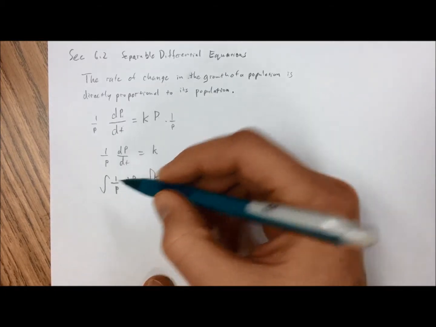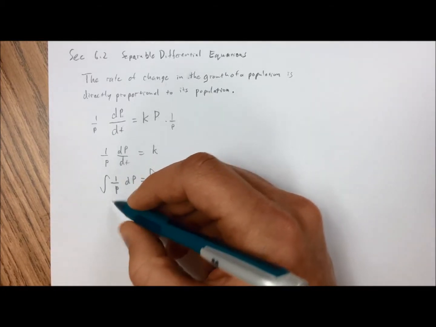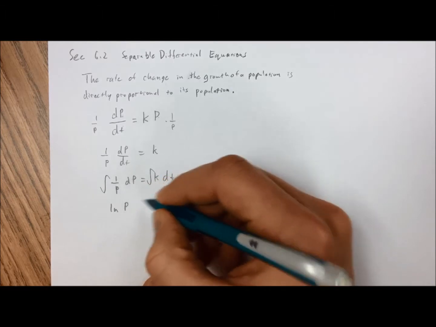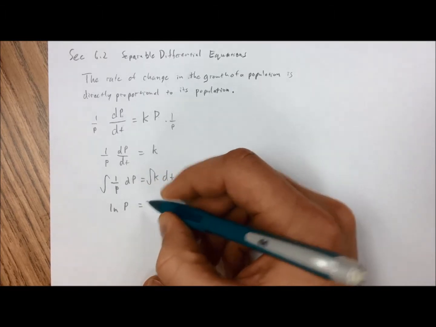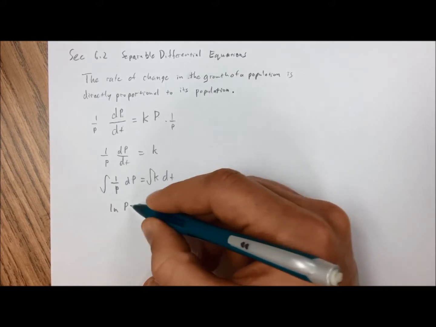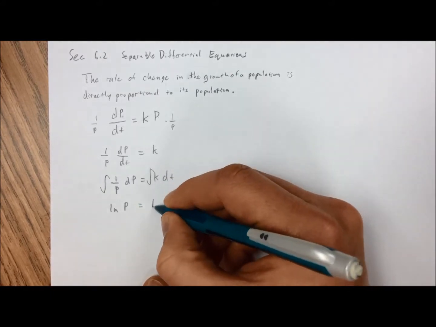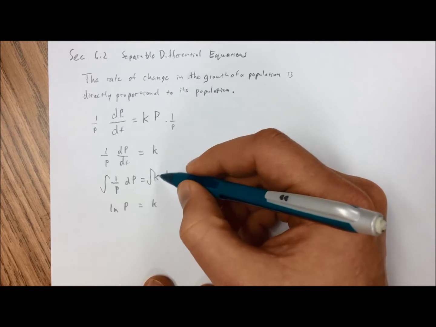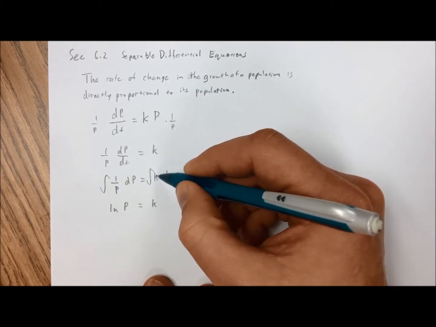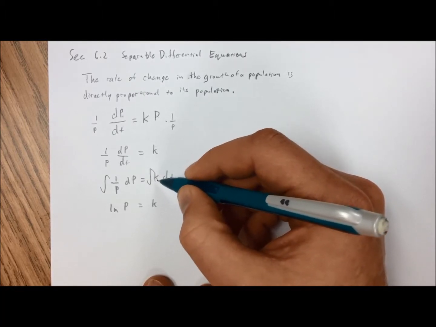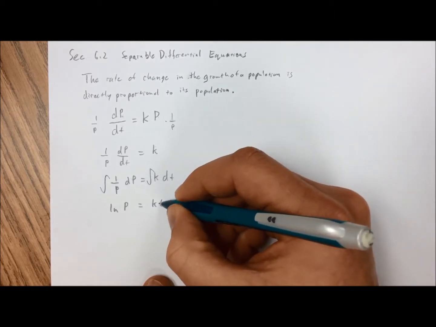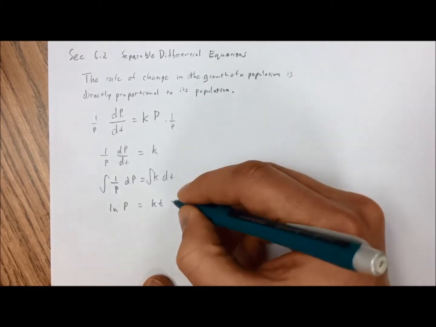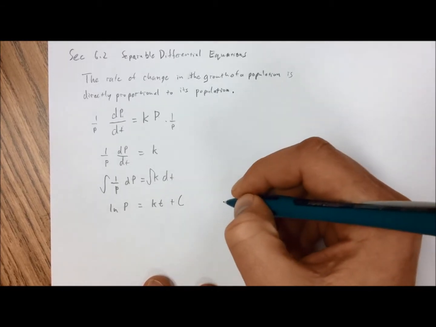The antiderivative of 1 over p, well, that ends up being the natural log of p. And that's going to be equal to, and this would be plus some constant. I'm not going to put it here, though, because I'm going to put it on the other side. Doesn't matter what this constant is. Maybe it's 5. Antiderivative of 5 would be 5t. But this is k times t. And I'm going to put plus some constant over here.